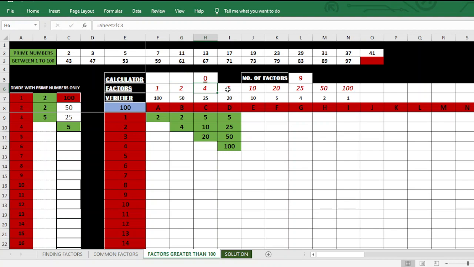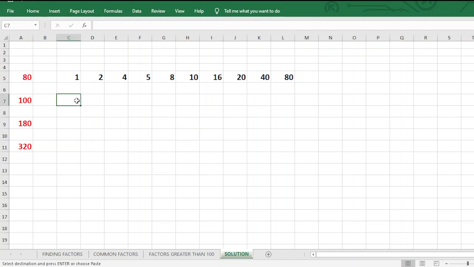1, 2, 4, 20, 25, 50, and then what? 100. Now we can check for our verifier. No decimal. Our answers are correct. We just copy and then we paste our factors. Let's put it down. Thank you very much.